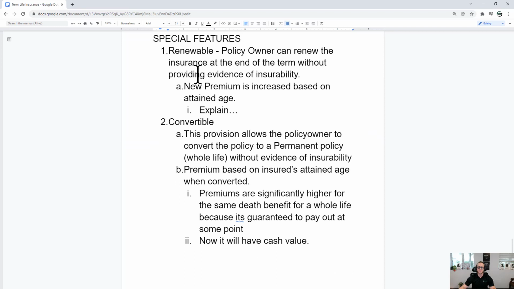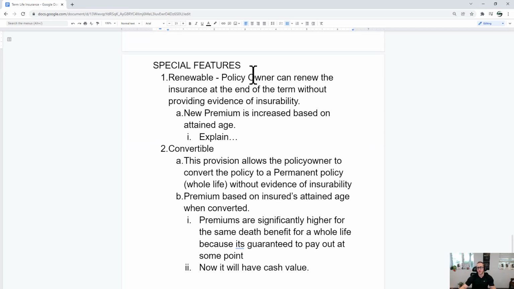So special features of term policies, you have a renewable term, which means we went over this. The policy owner can renew the insurance at the end of the term without providing evidence of insurability, so they don't have to go through underwriting again. The new premium is increased based on their attained age. So what this means, if you have a 10-year term policy, at the end of the 10 years, once the policy is set to expire, quote unquote, or terminate, right? Term terminates, they have the option to renew it, to start a term, to keep it going. What happens is their premium is going to spike up, but they do have that option to keep it there. So they can do that.